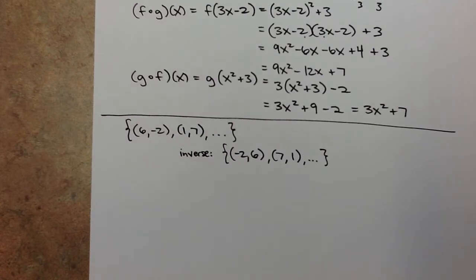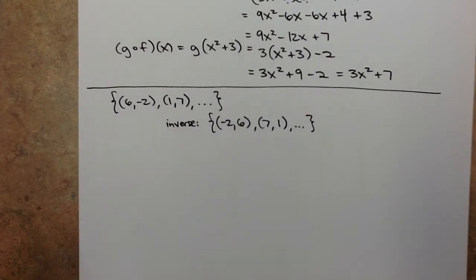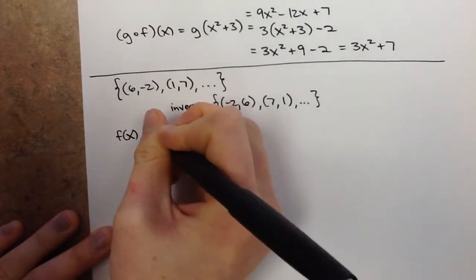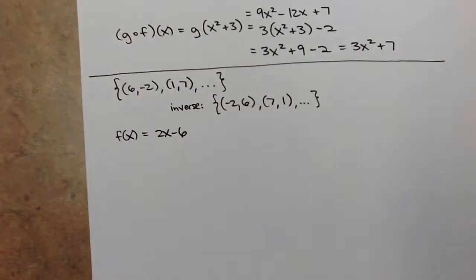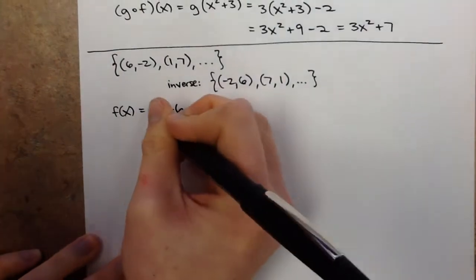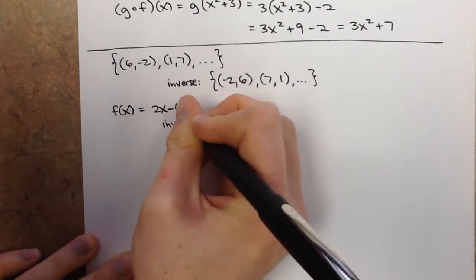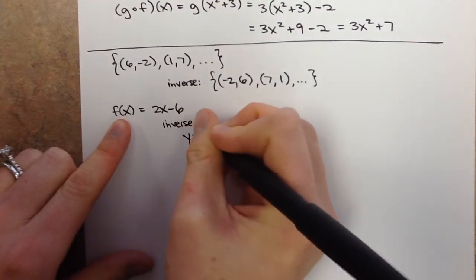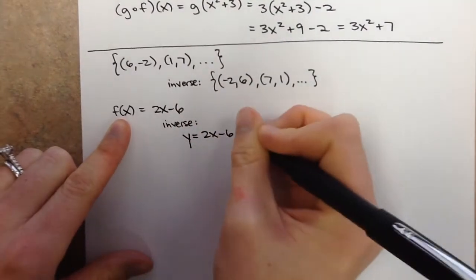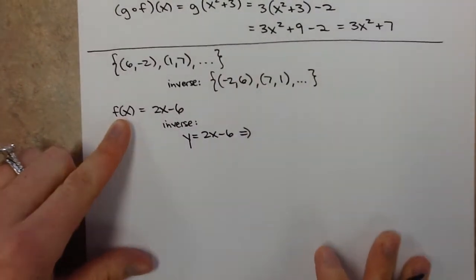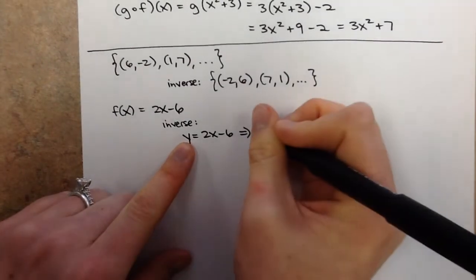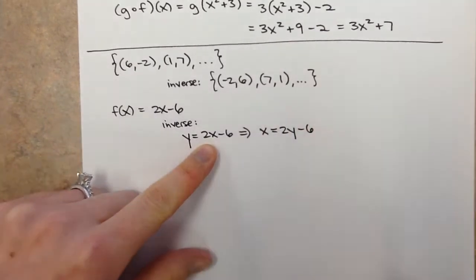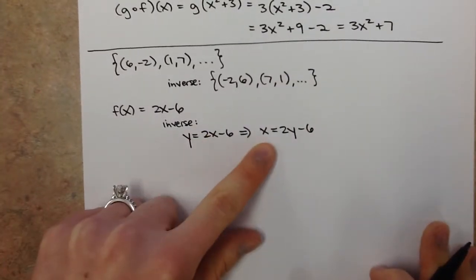I could also ask you to just find the inverse of a function. So let's say I give you f of x equals 2x minus 6, and I ask you to find the inverse of that function. Okay, so we had a 4-step process that we followed in the notes. First step is instead of f of x, write y. Then we're going to pull a little swap, and this is the important part for the inverse. You replace the y with an x, and you replace the x with a y. Okay, that was step 2.